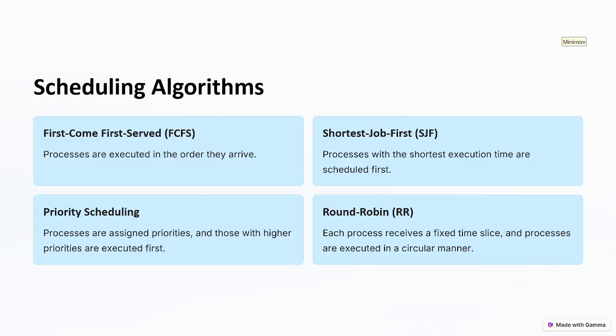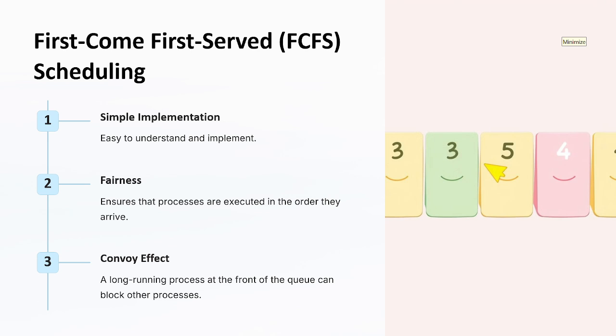There are several CPU scheduling algorithms. The first one is FCFS, the second is SJF, then priority scheduling, and the last one is round robin scheduling. When we talk about FCFS scheduling, it is the first and simplest scheduling algorithm compared to the others. It is easy to understand and easy to implement and maintain.